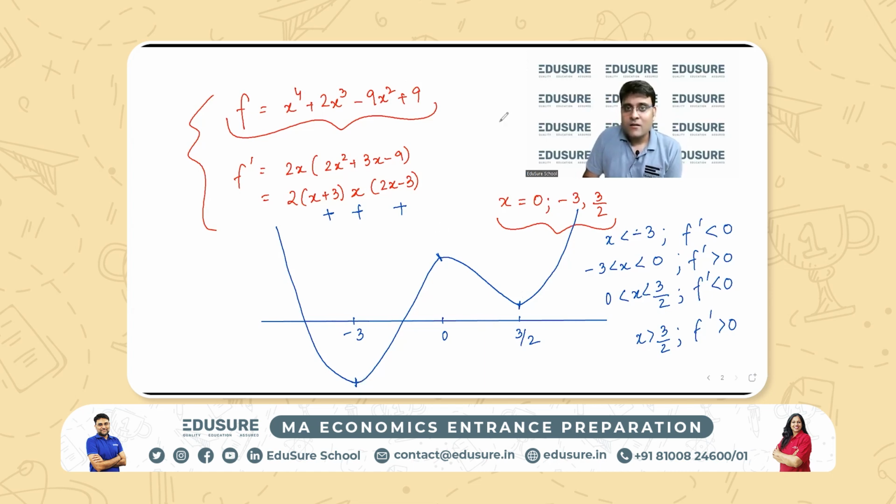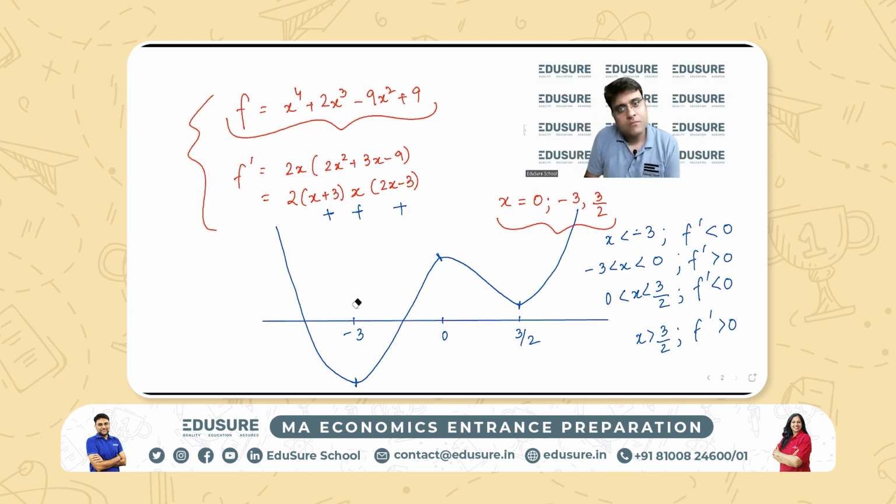Whether it is negative or positive, it can be anywhere, but the shape of the graph remains this. Forget about the absolute value, whatever values I put, the shape of the graph will be like this. Below minus 3, it will be decreasing. Between minus 3 and 0, it will be increasing. From 0 to 3 by 2, it will be decreasing. From 3 by 2 and above, it will be increasing.